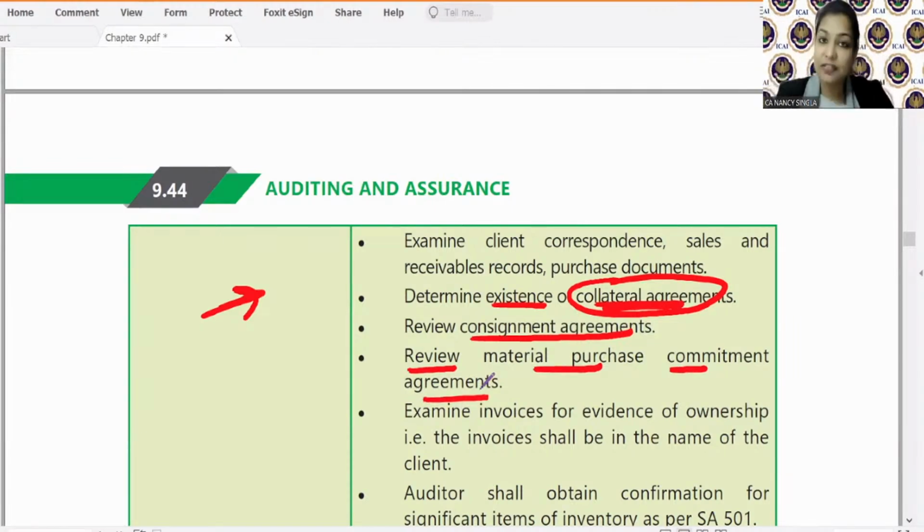Material purchase, as we have discussed, where the client has entered into an agreement. Let's say the client is A Limited. So A Limited has entered into an agreement with B Limited that so much quantity of the material at so and so price and at so and so date we commit to purchase. So material purchase commitment agreements. This will also establish whether the company is having the right over the inventory so purchased, right?